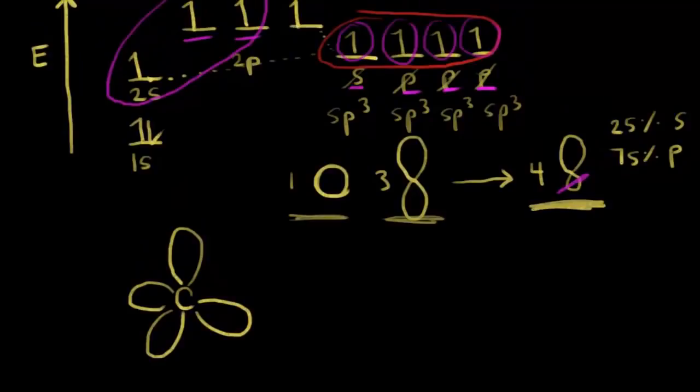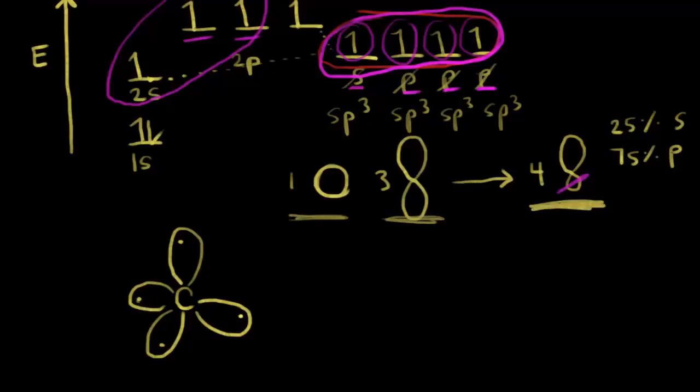Once again, we need to show that each of these hybrid orbitals has one valence electron in it. So I can go ahead and put one valence electron in each of my hybrid orbitals like that. So here's our valence electron. If we're talking about methane, carbon is bonded to four hydrogens.